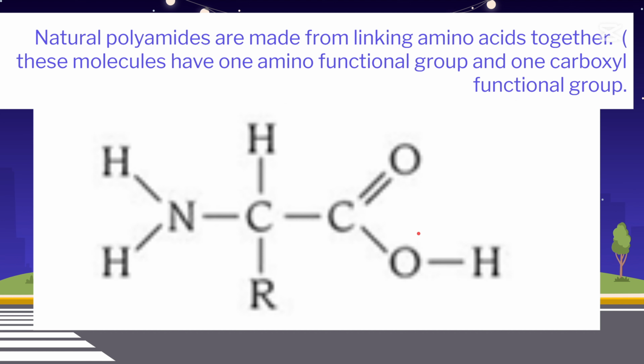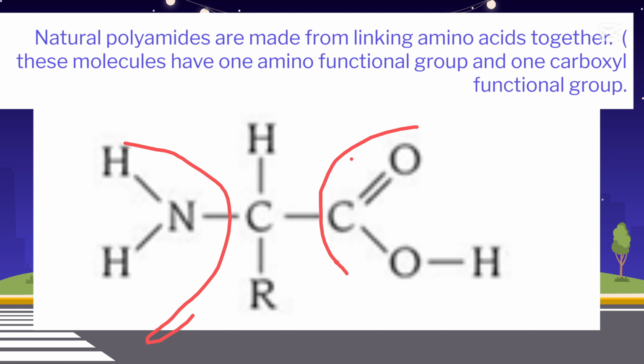Now, natural polyamides are made from linking amino acids. So when we put carboxylic acid and amines together, we actually naturally form what we call amino acids. Note amino, which is amine, and the acid part of it would come from the carboxylic acid. That's why it's called amino acids. So natural polyamides are made from linking amino acids together. These molecules have 1 amino functional group and 1 carboxylic acid functional group, right? That's for natural polyamides. Natural polyamides only have 1 of each functional group.